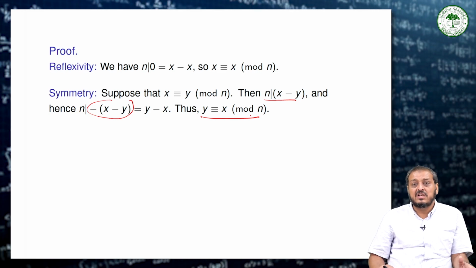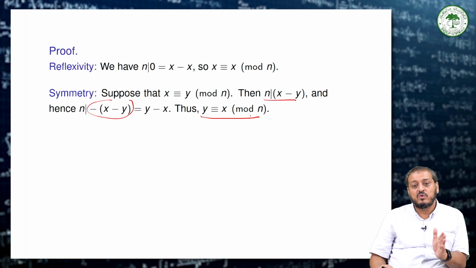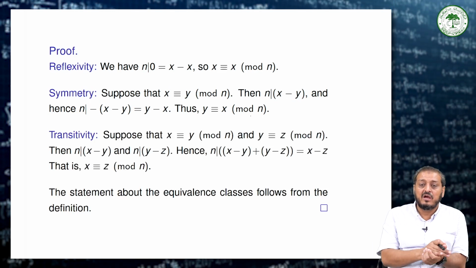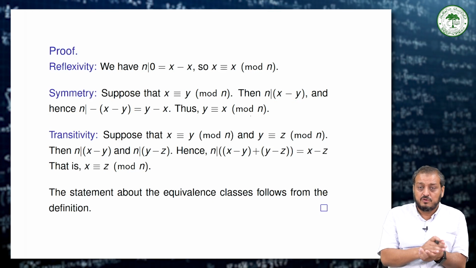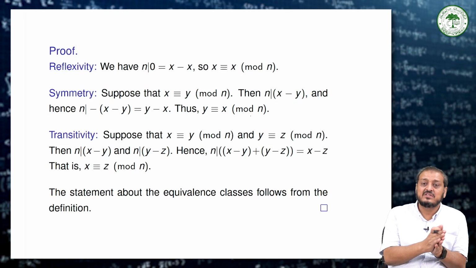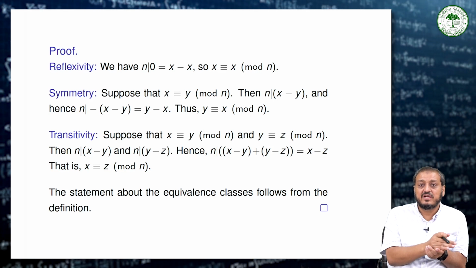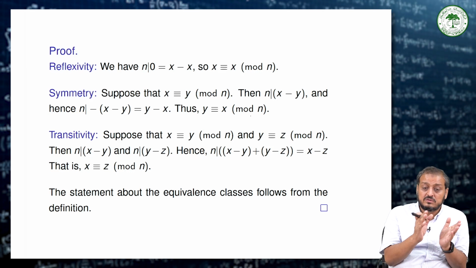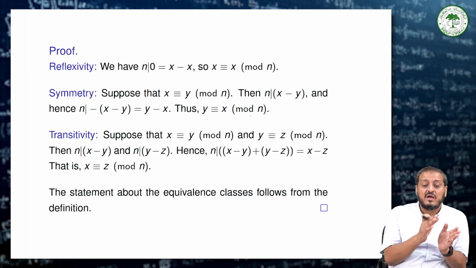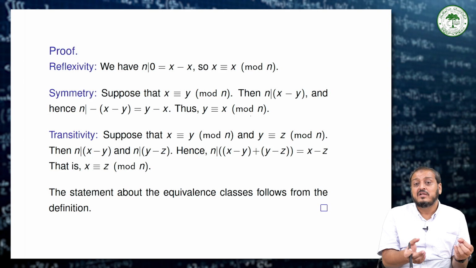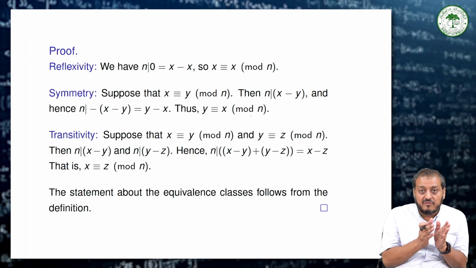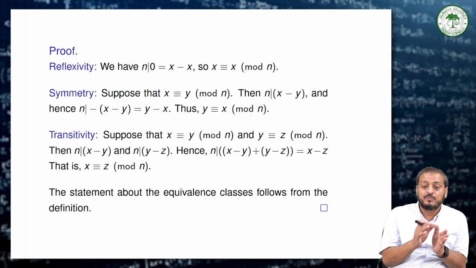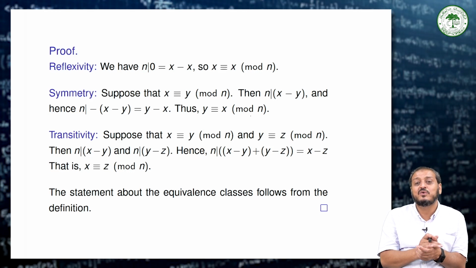Now for transitivity, suppose x is congruent to y mod n and y is congruent to z mod n. Then n divides x minus y, and n also divides y minus z. So n should divide the sum of these two, that is x minus y plus y minus z, but x minus y plus y minus z is equal to x minus z.